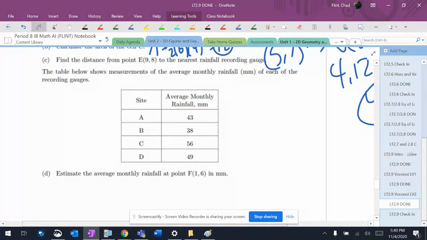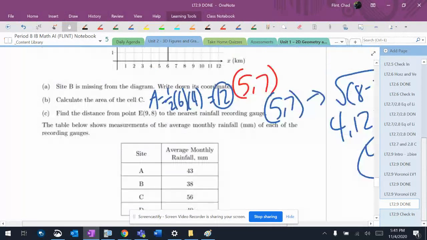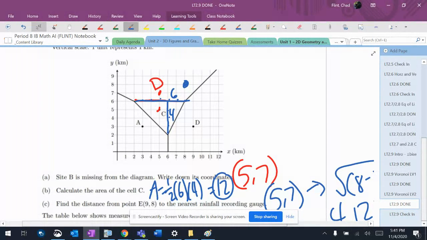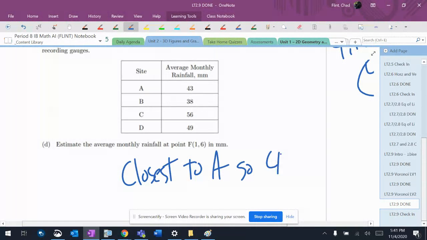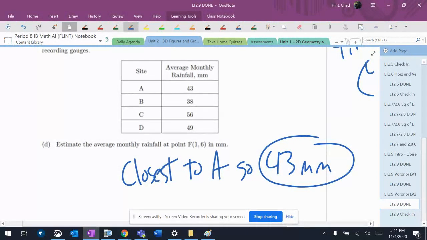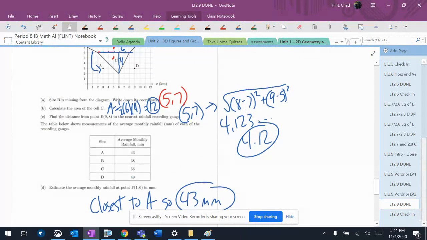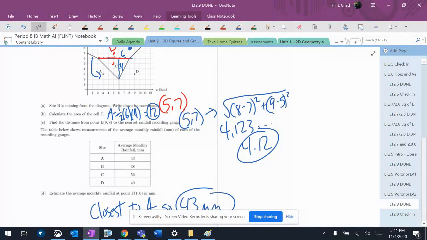Table below shows measurements of average monthly rainfall at each of the recording gauges. Estimate the average monthly rainfall at the point 1.6. So 1.6 is right here, closest to point A. So I'm going to write down closest to A, so 43 millimeters. All right, and that's what we're looking at in terms of that. There's other questions that you'll see in some review things and some stuff like that. We have to find the equation of a line, or you might have to find a little different distance or something, but they all basically kind of fit together and look like this basic layout of what you saw here.